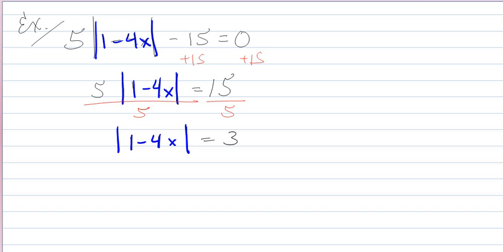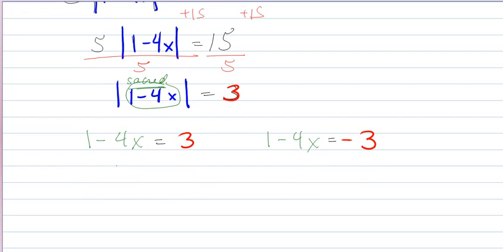Alright? So that absolute value is equal to 3. Remember, we're going to take what's on the inside and we're not going to touch it. This is sacred. Do not touch it. 1 minus 4x. In fact, you just want to write it independently so that you don't mess with it. And then this is either going to be equal to 3 or -3. So we're going to do 1 minus 4x equals 3, or 1 minus 4x equals -3.